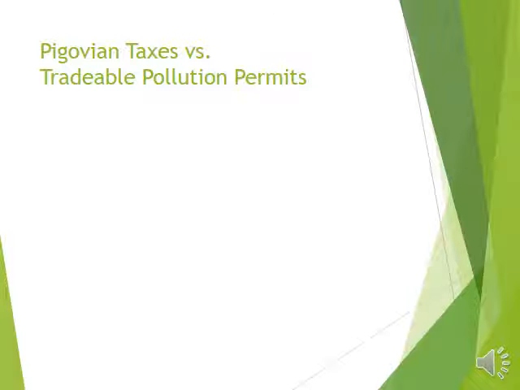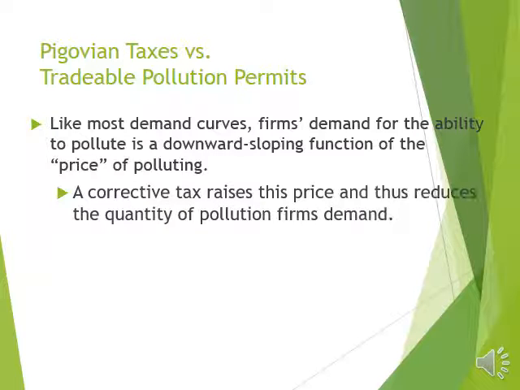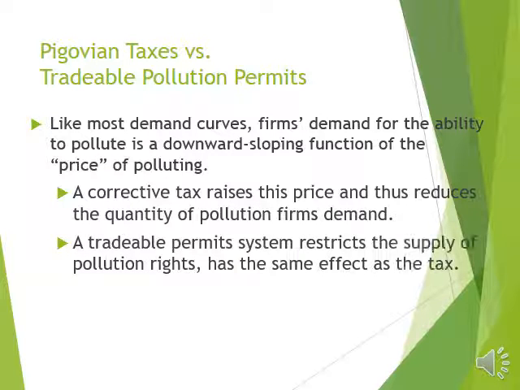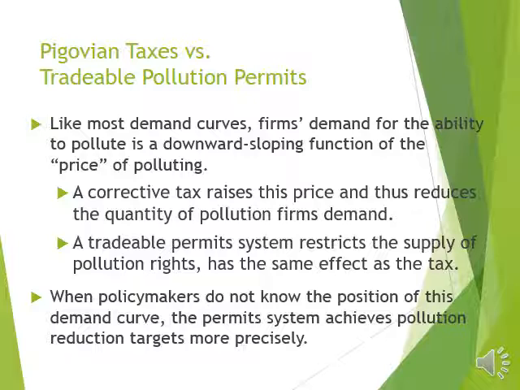So let's compare now a Pigovian tax against a tradable pollution permit. Well, remember, with most demand curves, a firm's demand for the ability to pollute is a downward sloping function. It's basically the quantity that they're polluting against the price of polluting. So all demand curves slope downwards like that. Now, a tax will basically raise the price, and it's trying to bring this demand curve for polluting up.